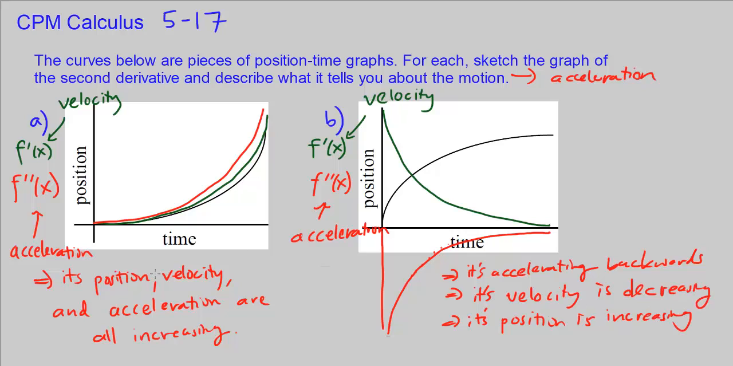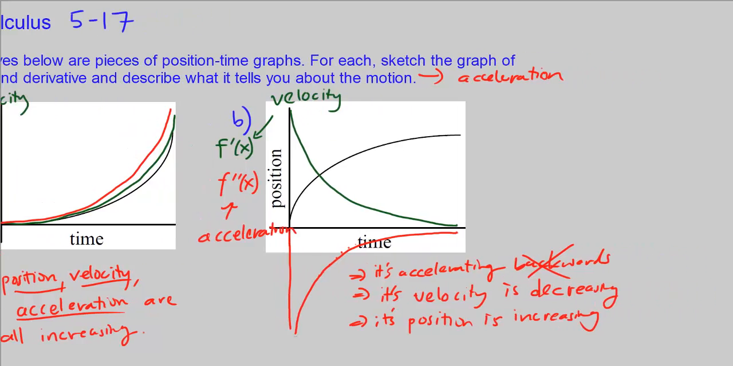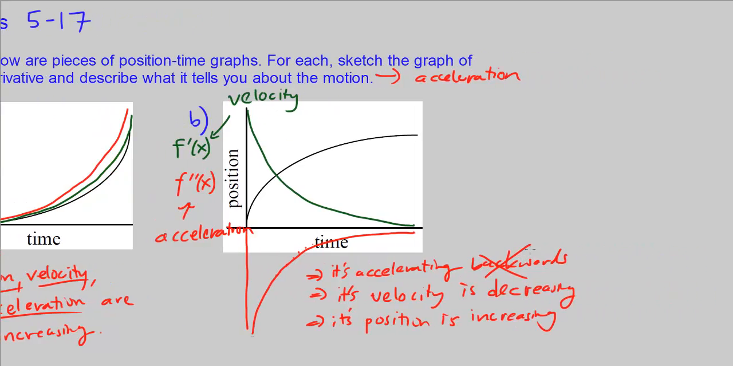Okay, so this one over here in part A, its position, velocity, and acceleration are all increasing. In part B, we know the acceleration is backwards, so I would even say, like, how to say that better? I'm going to say the acceleration is increasing, right? It's going from negative infinity to 0. Accelerating, how do you say that?